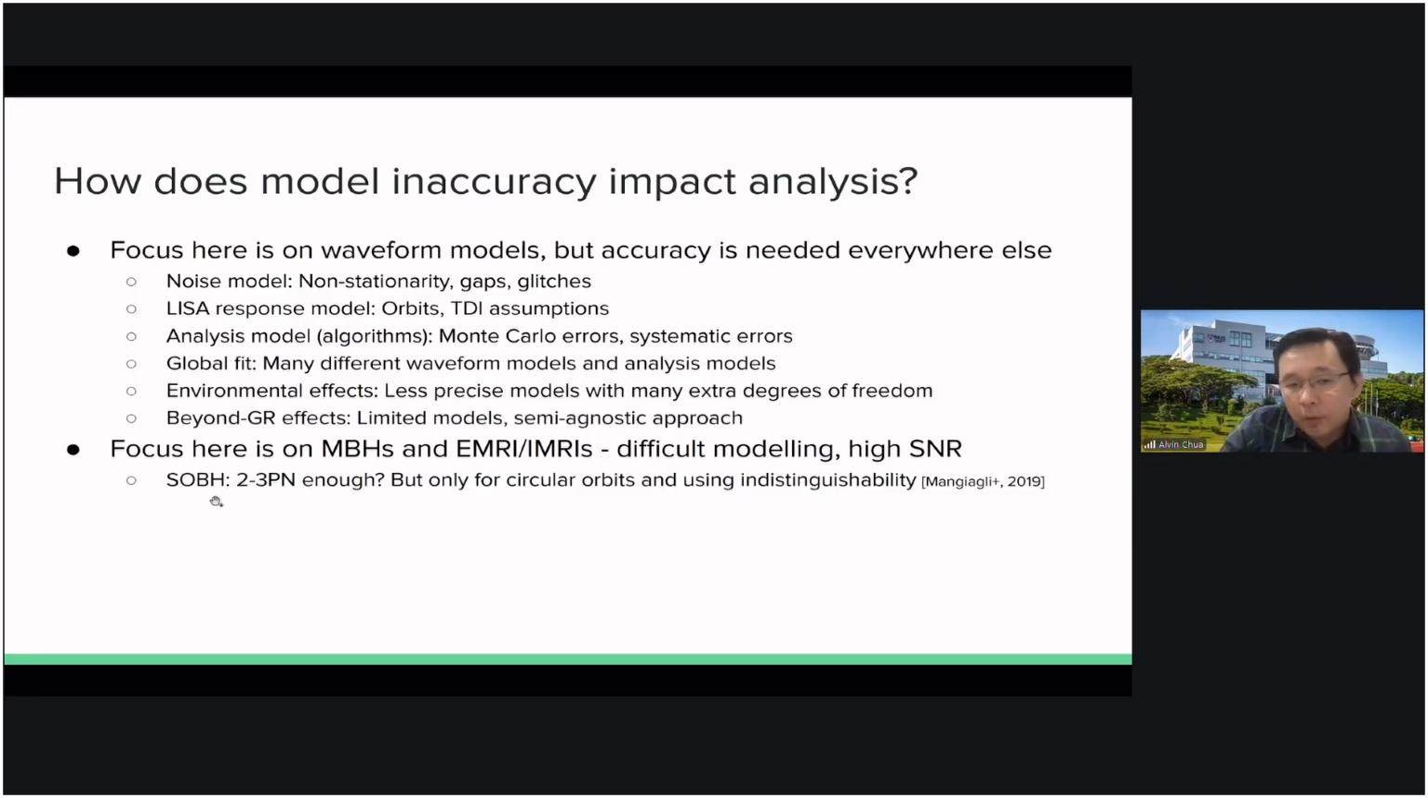However, I'll just comment briefly here on stellar origin binary black holes. These will be modeled with post-Newtonian templates. One study in 2019 argued that 2 or 3 PN should be enough to infer the parameters of SOBHs without bias. However, this study was only done for circular orbits and using the very crude indistinguishability criterion, so maybe it would be good to update it with eccentricity as well as more robust bias studies.